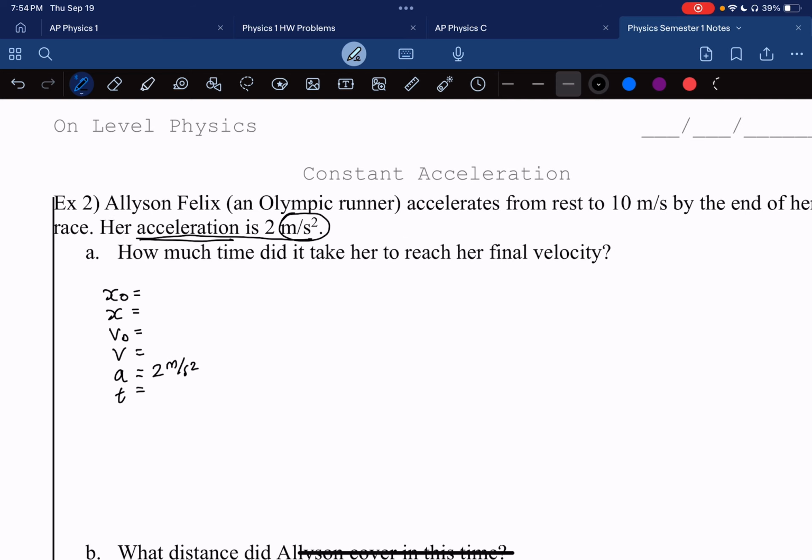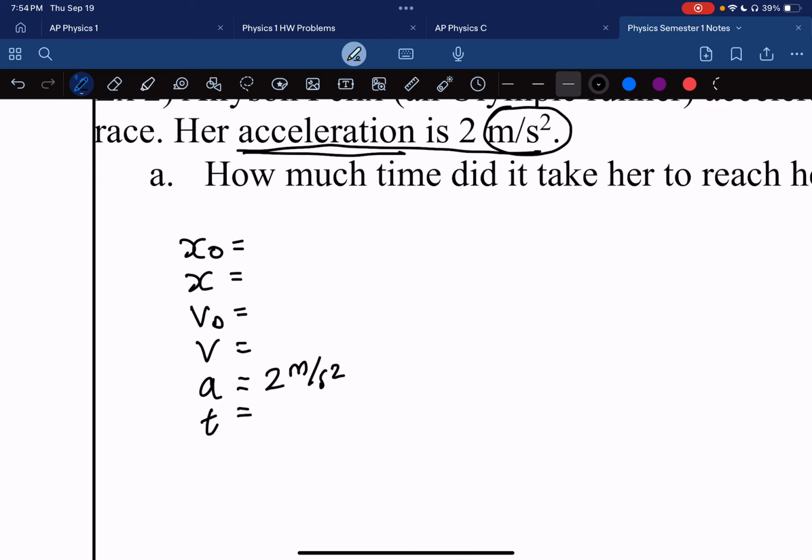So the rest of this, let's try to figure this out. Allyson Felix accelerates from rest. A couple of lessons ago, we explained what rest means. It means that you are not moving, which makes sense in a race. They start you at 0 speed. And so our velocity at time 0, v naught, should be 0.